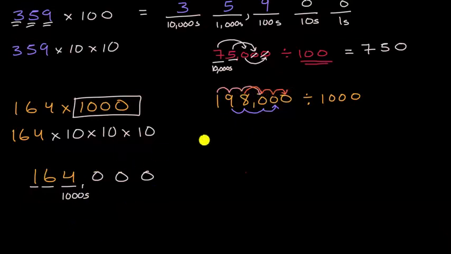Or another way to think about it is when we divide by 1,000, especially when we have these 3 trailing zeros, those are going to go away. So instead of 100,000 here, this is just going to be 100. Instead of 90,000 here, or 9 10,000s, this is just going to be 9 tens. And instead of 8,000s, this is just going to be 8. So it's equal to 198.